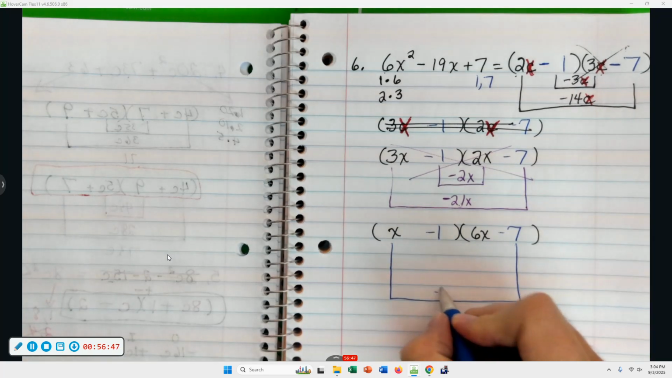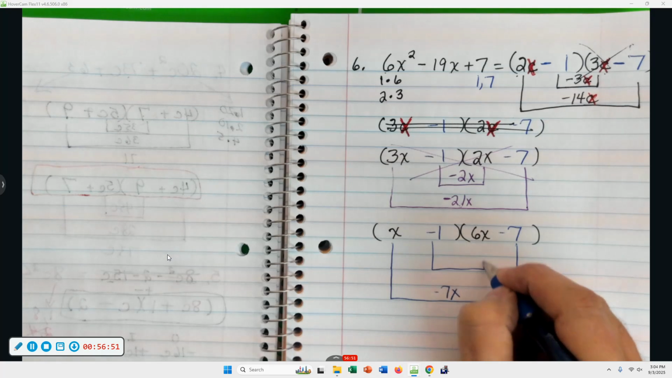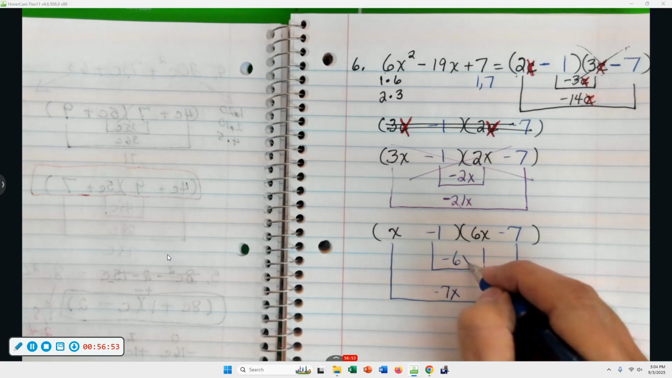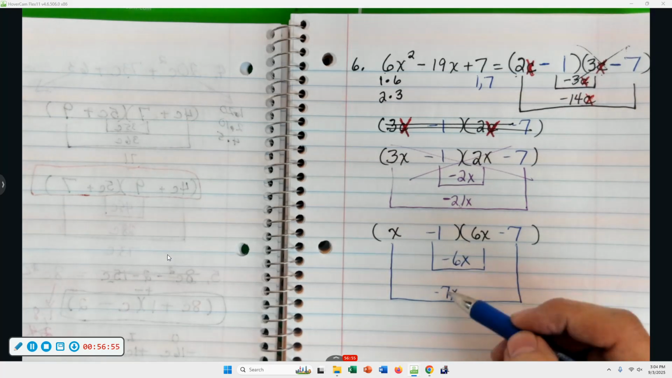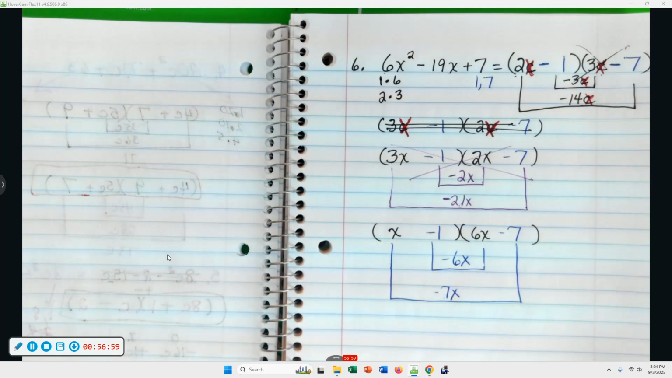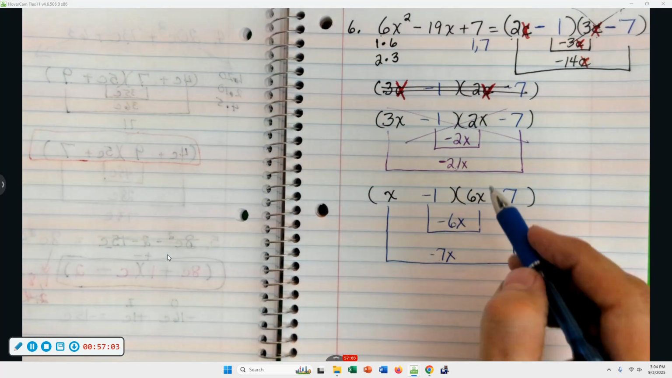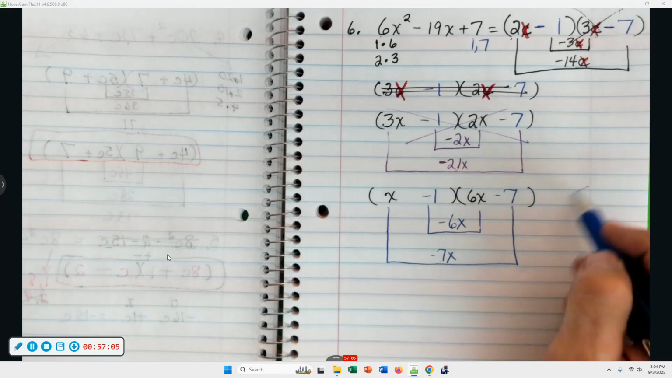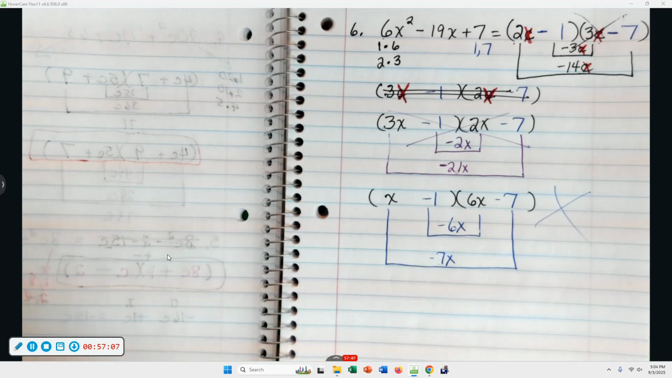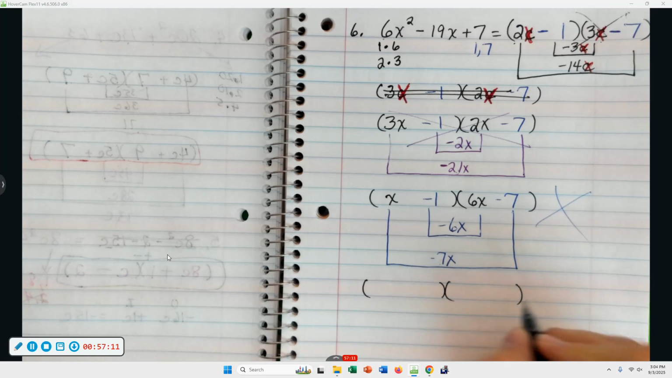We have a negative 7x and a negative 6x. Do those add together to give a negative 19x? No. It gives a negative 13x, so that's not it either. There's only one other possibility we can check. What have I not tried?